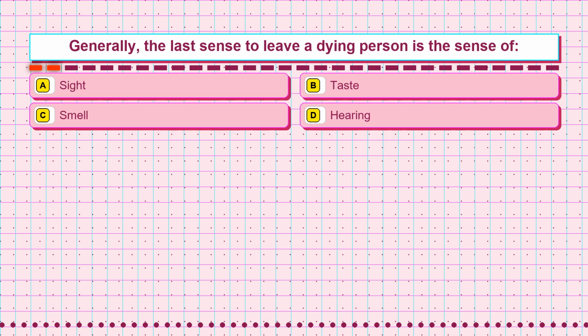Question 42. Generally, the last sense to leave a dying person is the sense of Option A. Sight. Option B. Taste. Option C. Smell. Option D. Hearing.